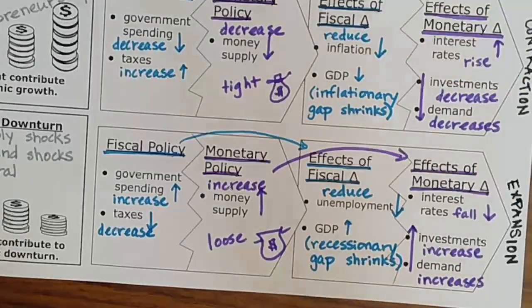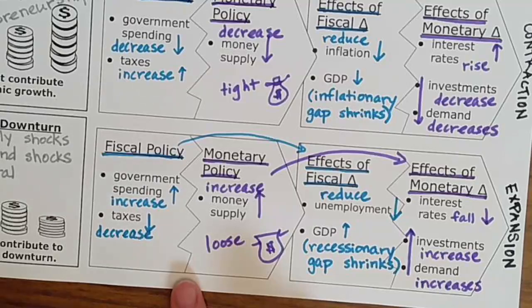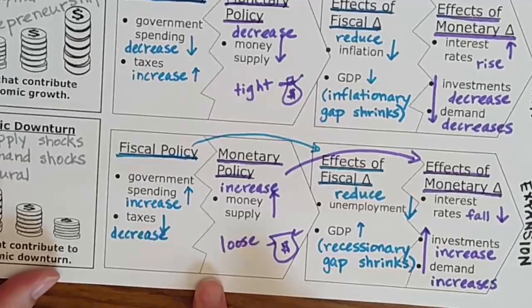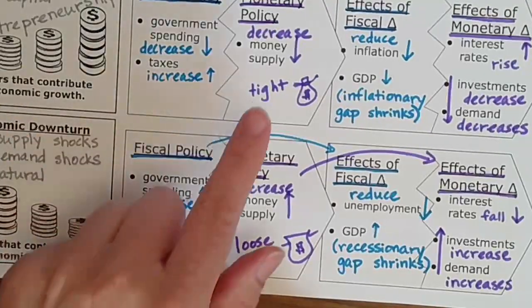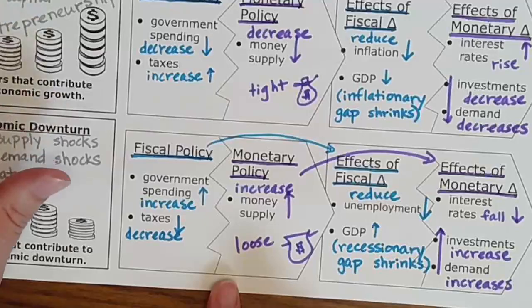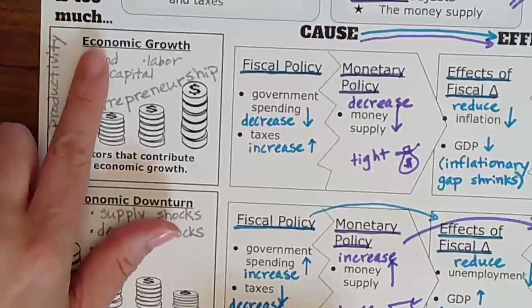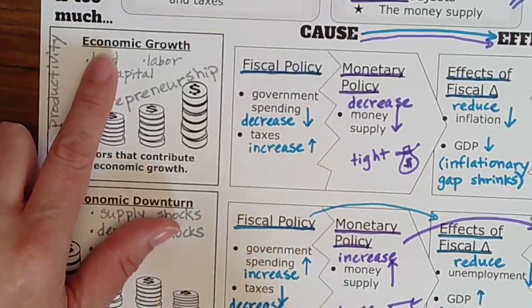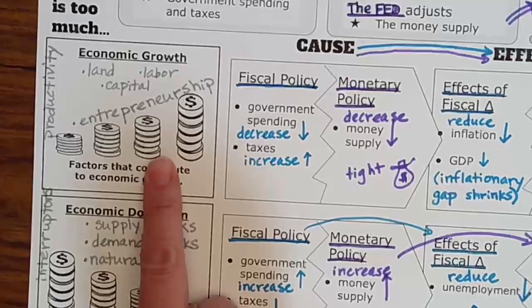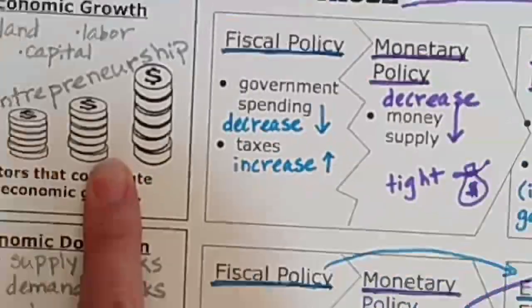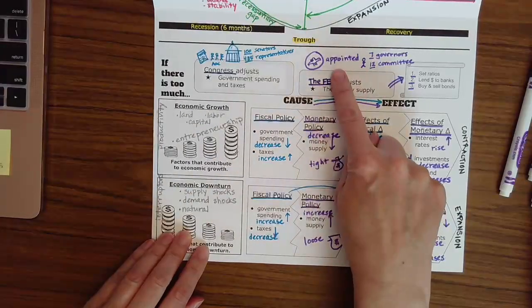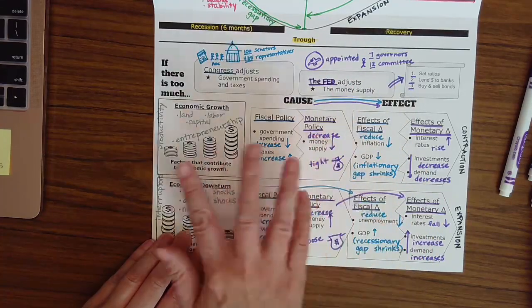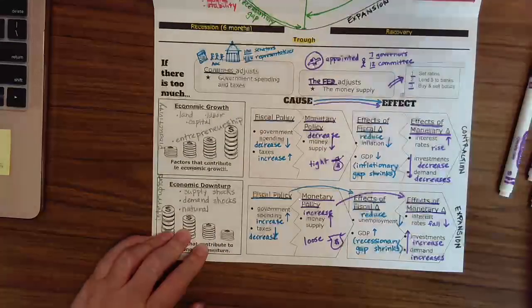Okay, so again, we're going to do a 10 to 2 here. I'm going to switch it up this time. Partner A, you have to wait. You're going to talk about when there's too much of a downturn. And partner B is going to start us with what happens if there's too much of an economic growth. What is the Fed going to do to affect that? So we're going to switch those over for our 10 to 2.